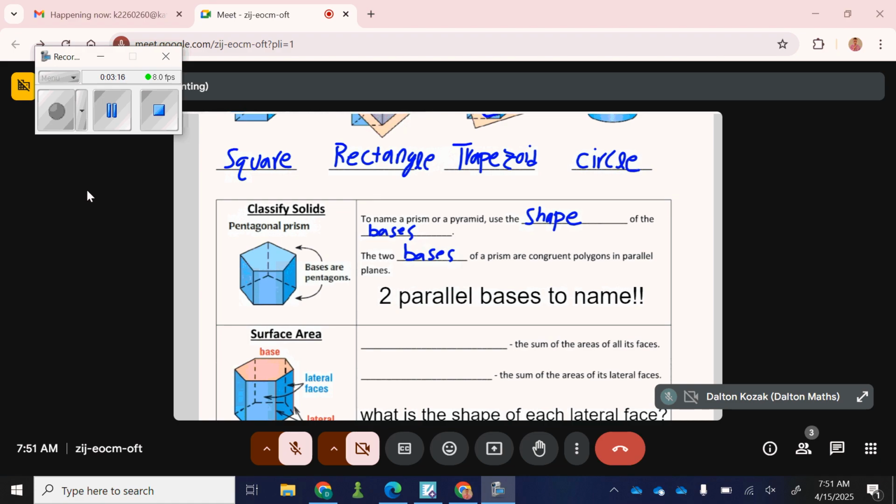So, for example, you see a pentagon here, and then clearly the other one is parallel, meaning at the bottom. Okay, so this would be a pentagonal prism. So some things we're going to be looking at, surface area.